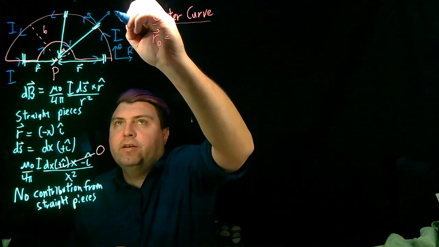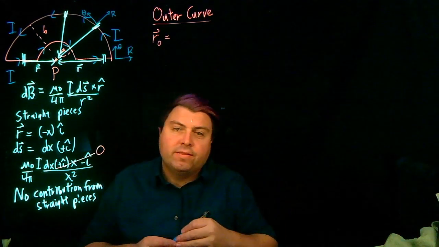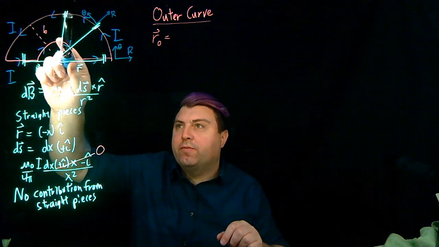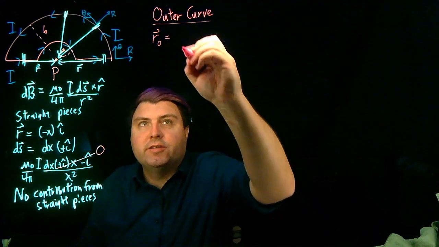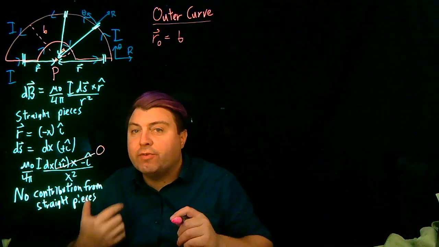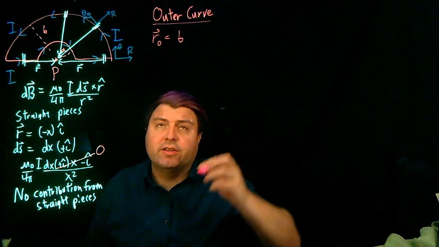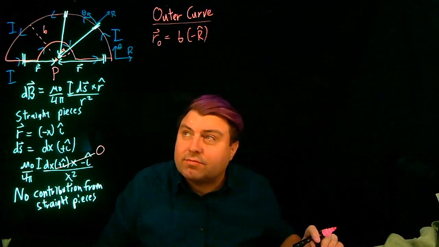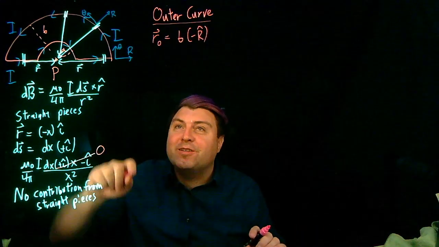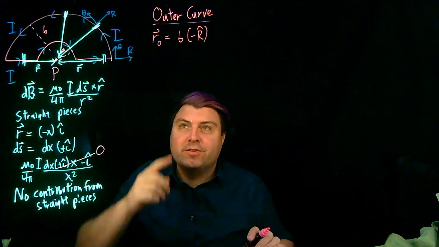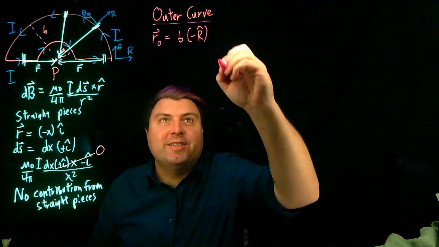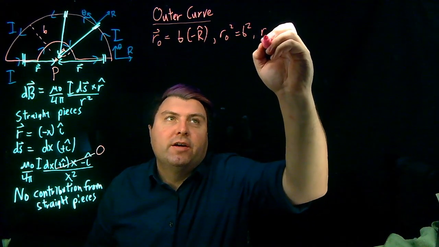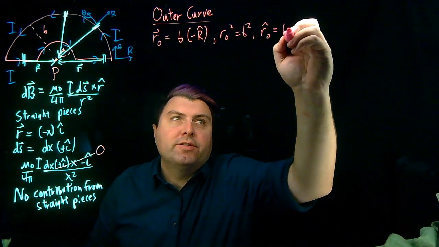No matter where I am on this curve, the distance that I have to travel from this curve to the center is always b. And the direction I always have to travel is towards the center, which is negative r hat. The reason we use r-theta-z systems is because when we have curved pieces, our r vectors become very, very easy. From this we can find r naught squared is just b squared, and r hat naught is going to be just negative capital R hat.